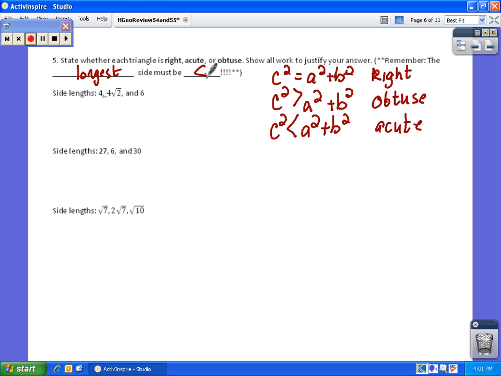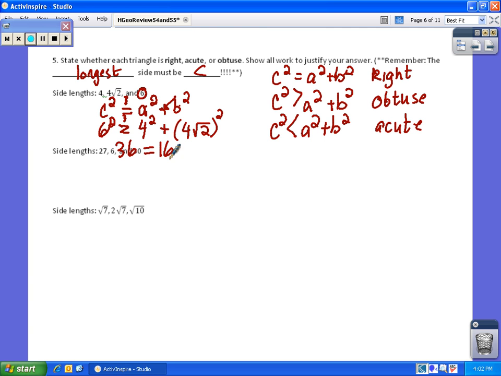If you're not sure which one's the longest side, just plug 4 times the square root of 2 into your calculator. We find that the longest side is 6, so that must be c. I'm going to see if c squared is indeed equal to a squared plus b squared. So we have 6 squared is equal to 4 squared plus 4 root 2 squared. Does 36 equal 16 plus 32? Well, no, it doesn't. It is less than. So the triangle is acute.